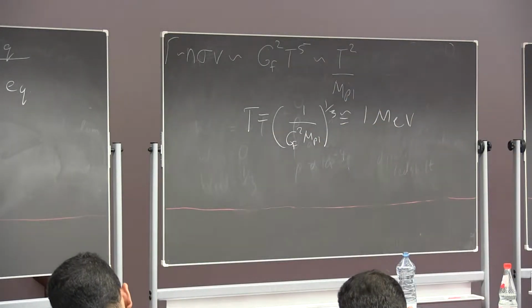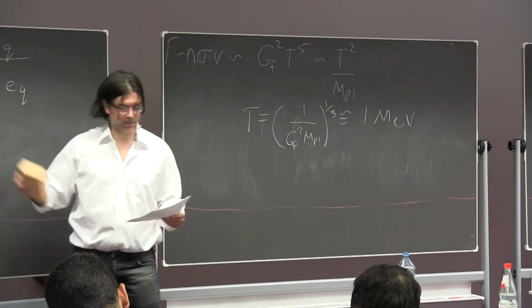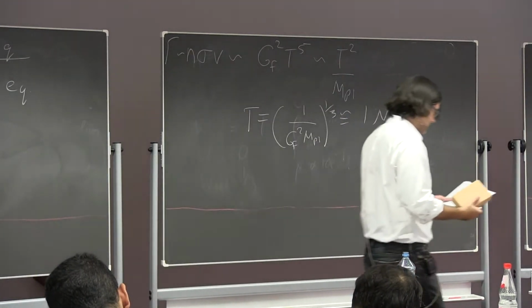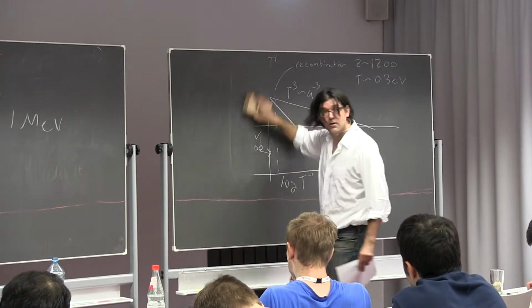Questions about this? So this is the kind of thing that we're going to be coming to again and again, right? You're going to draw some diagram. You want to estimate the rate. You're going to compare it to the Hubble parameter. And then you're going to get some information by doing that. Questions?